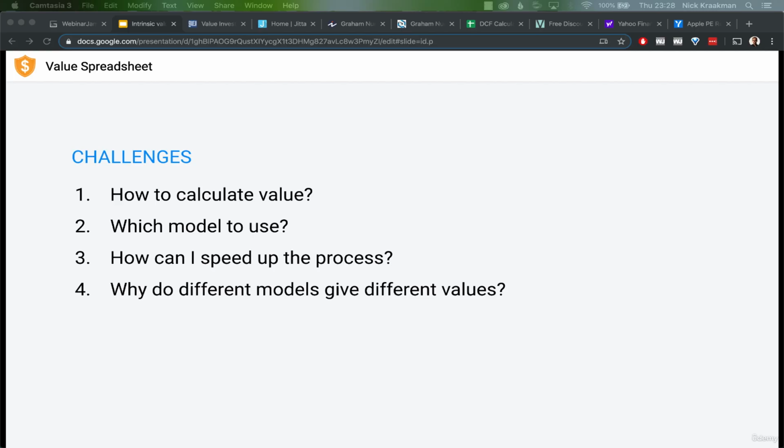So let's start with why I decided to do this training. It's because determining the true value of a stock is a very important but also very confusing part of value investing, and I keep getting a lot of questions about it. People mention challenges like: how do you calculate this mysterious intrinsic value? Which valuation model should I use? And how can I speed things up, because it takes a lot of time to find all the figures in the balance sheet and in the income statement and perform all the calculations manually. So how can I speed this process up?